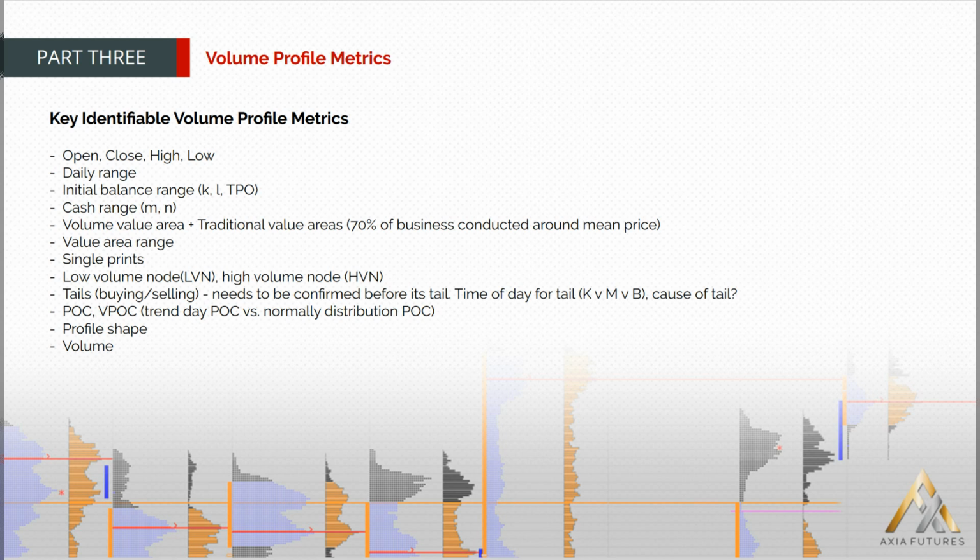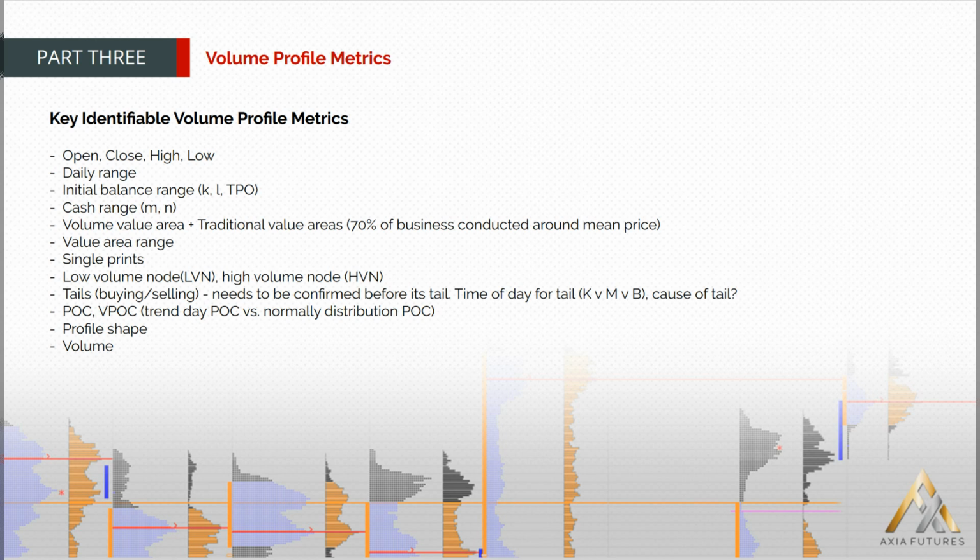We then have the volume value area plus traditional value areas. The volume value area is simply the area of the distribution where 70% of the day's volume is transacted at. In terms of a traditional value area, this is just 70% of the time of the day where the market transacts at. Then, the value area range. This is simply the distance between the high and the low of the value area of the day.